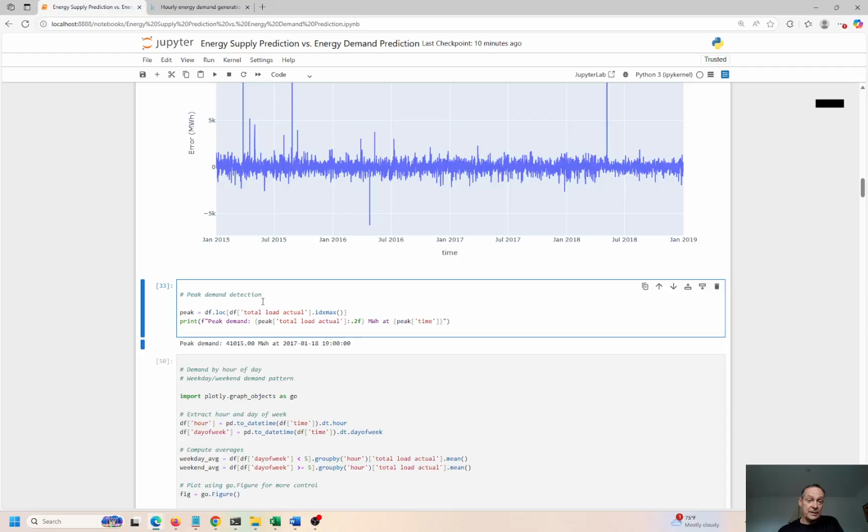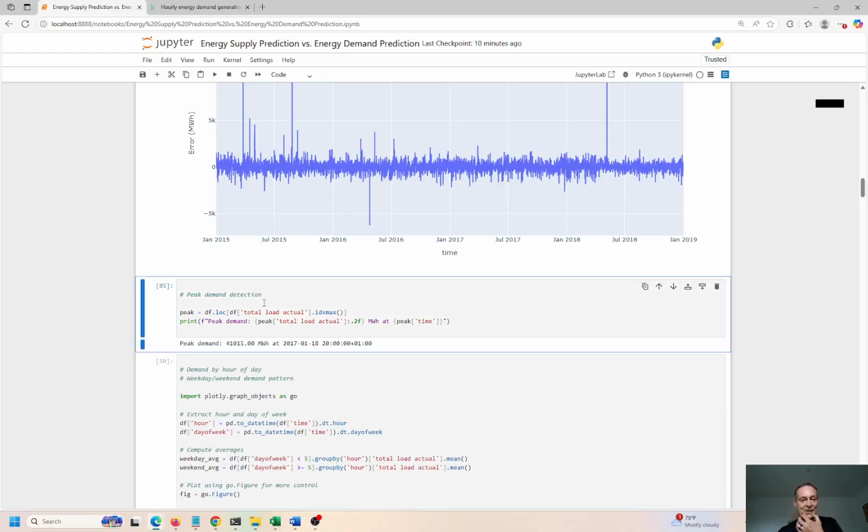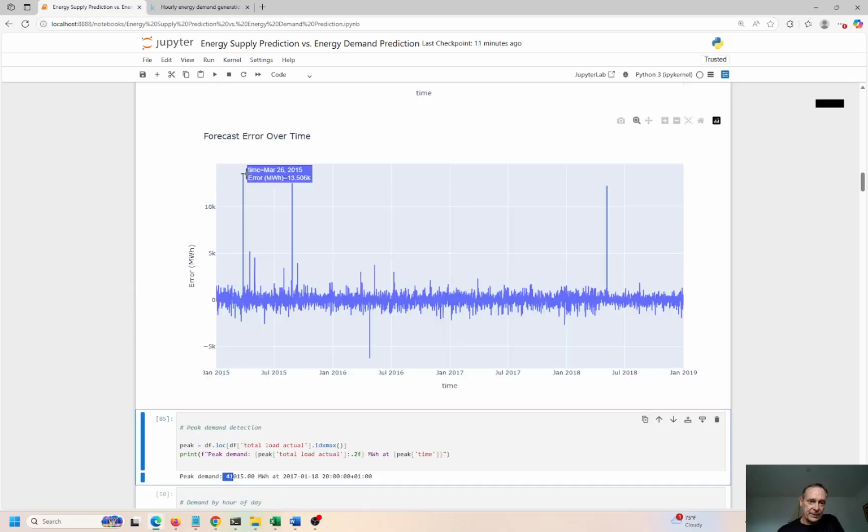So we can do peak demand detection just to see what this thing looks like. Peak demand occurred on 1/18/2017, so that's January 18th. Maybe very cold season. Maybe it was an extremely cold night, and people were turning on their heaters in their houses and whatnot, and thermostats spiked up in corporate office spaces because of the extreme cold. That would be my guess. But anyways, the peak demand is 41,000 megawatts, or 41 kilowatts. And you can see that probably right around here.